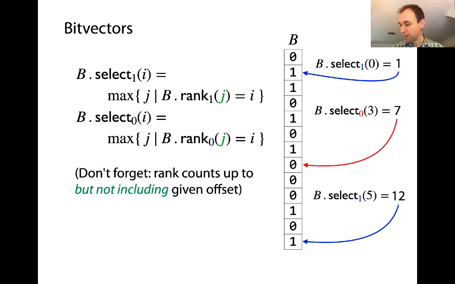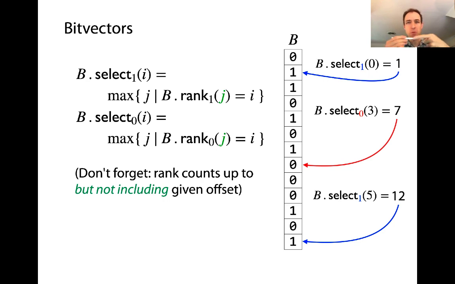All right. So let's think about these. We've got our 3 queries now. We've got rank, we've got select, we've got access. Access is just saying, give me the value at a given offset. Rank is saying, how many positions of my bit vector are equal to some value up to a certain position. Select is doing the reverse. It's saying, what is the offset that contains the 1 or 0 of a particular rank?